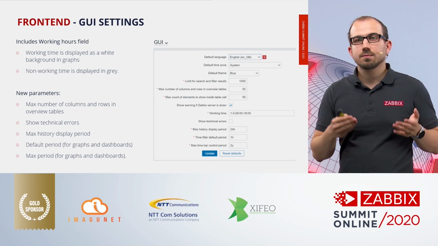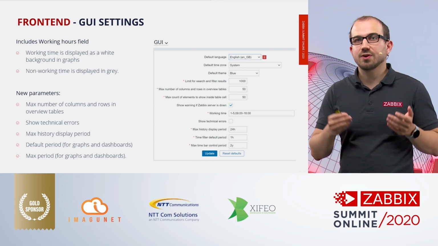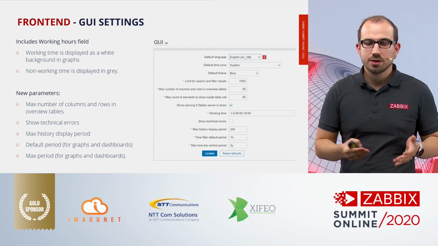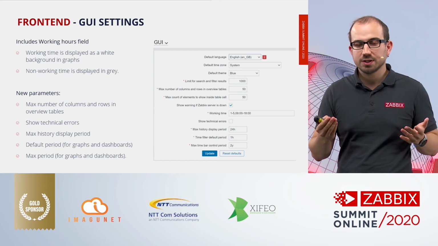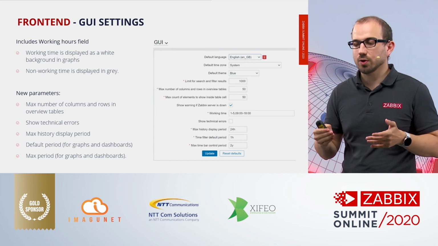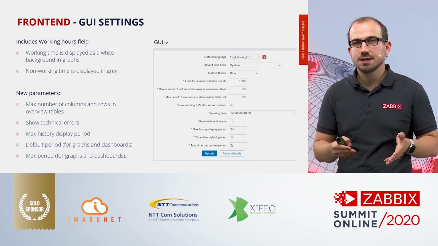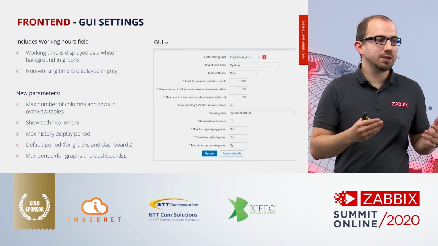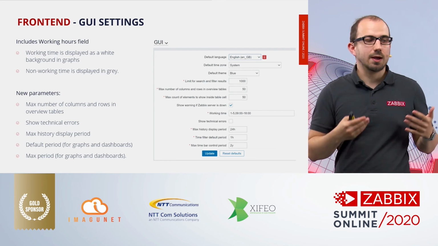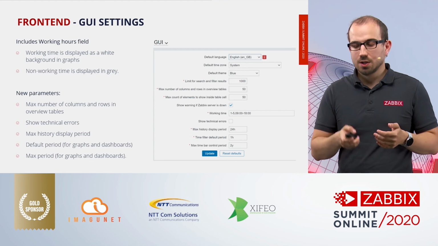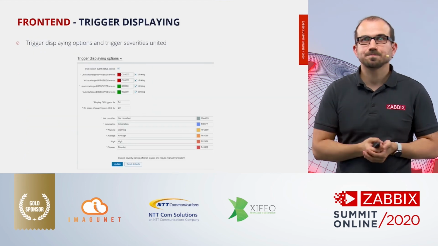You can also define the max history display period, so the default period for graphs and dashboards, and of course the max period. When you open a graph or a dashboard, you won't have to look at, let's say, 3 years of information from scratch. You will see only what you want to see now, and you will see as far in the past as is actually useful to look at.